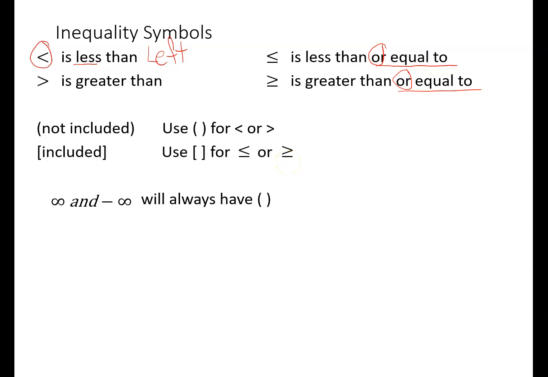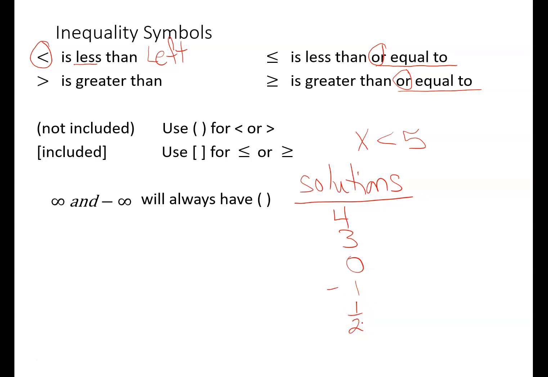Let's look at an example. Let's say we have x is less than 5. So just like with equations, a solution to this inequality is any value of x that makes that statement true. So certainly we could list some solutions. Maybe you're thinking 4. 4 is less than 5. It's a solution. We could, of course, do 3, 0. We could do some negative numbers. We could do even fractions. 1/2 is less than 5.